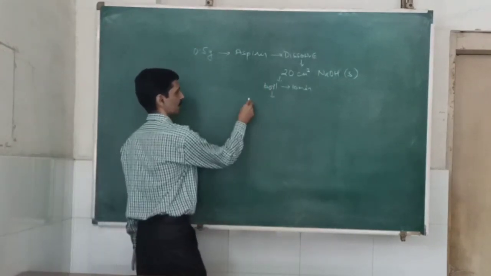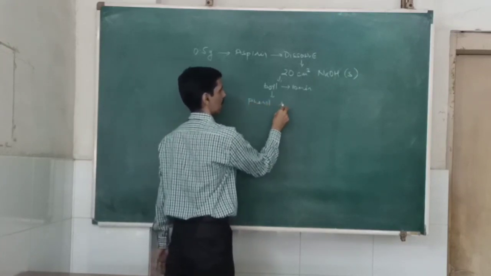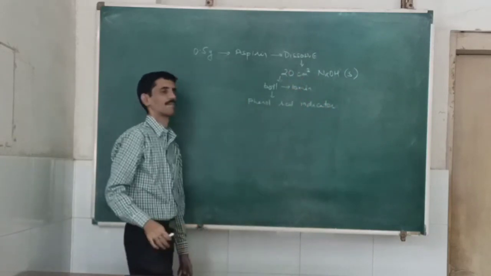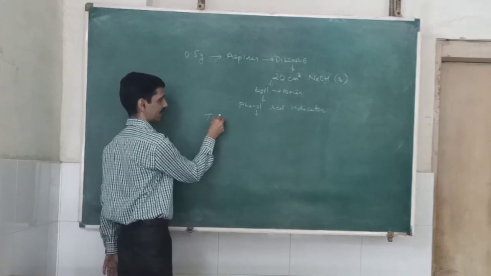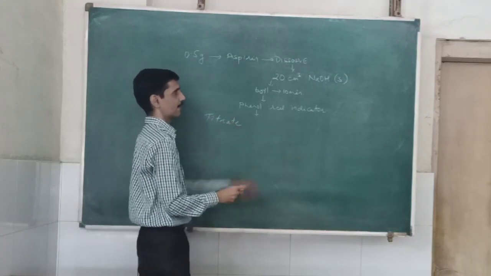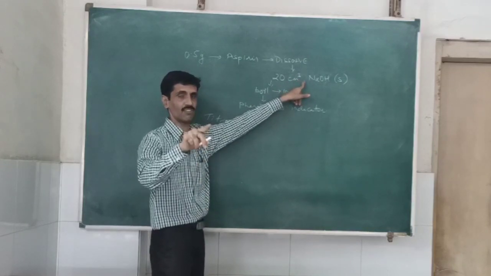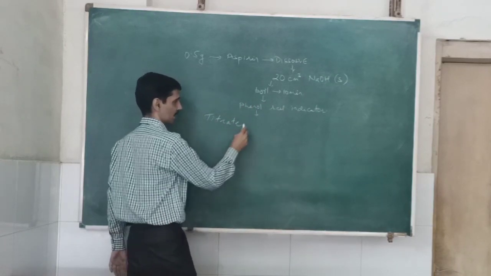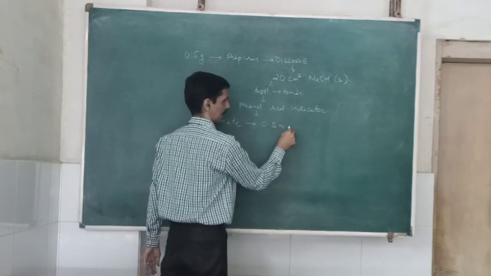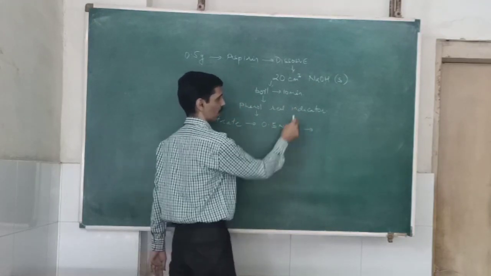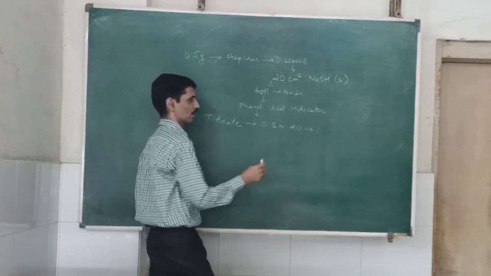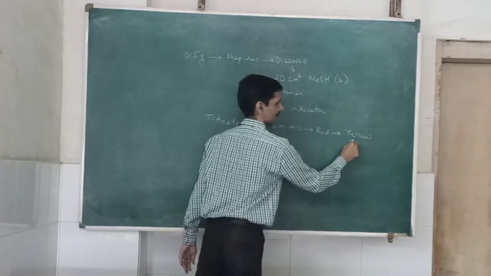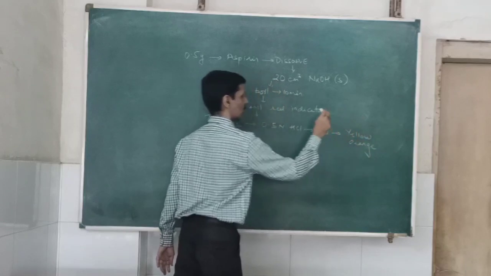Now, once the entire clear solution is obtained, we are going to add to it the indicator. The indicator is phenol red indicator. Next, we are going to titrate this. This is the extent of NaOH we have added by difference. And NaOH is a base, so obviously it has to be titrated against the acid, and the acid is HCl. So we are going to titrate it with 0.5 normal HCl using phenol red indicator. The color change is going to be red to yellowish orange.